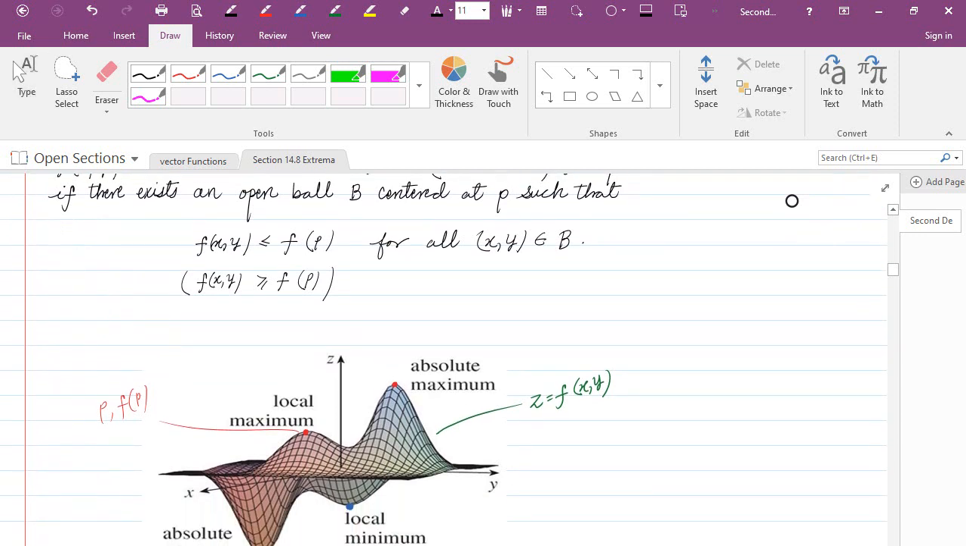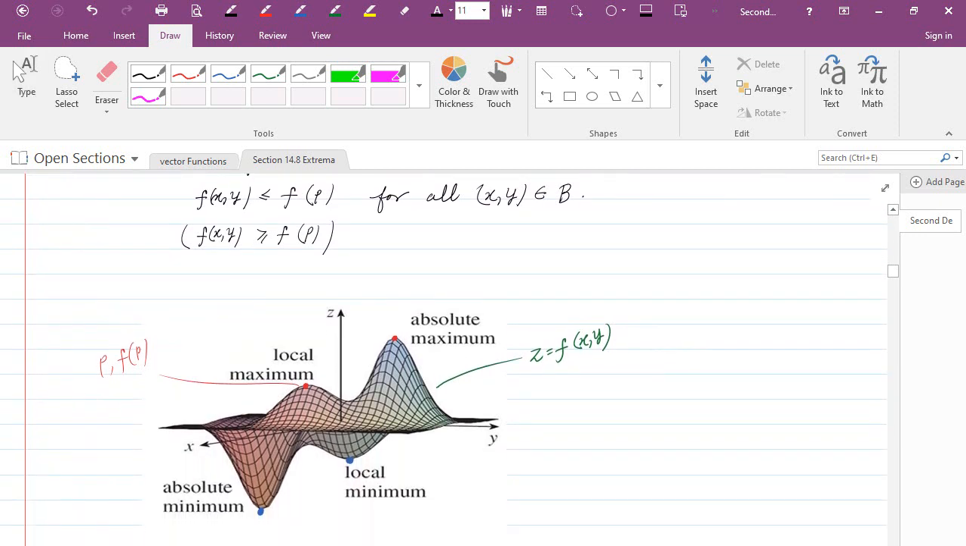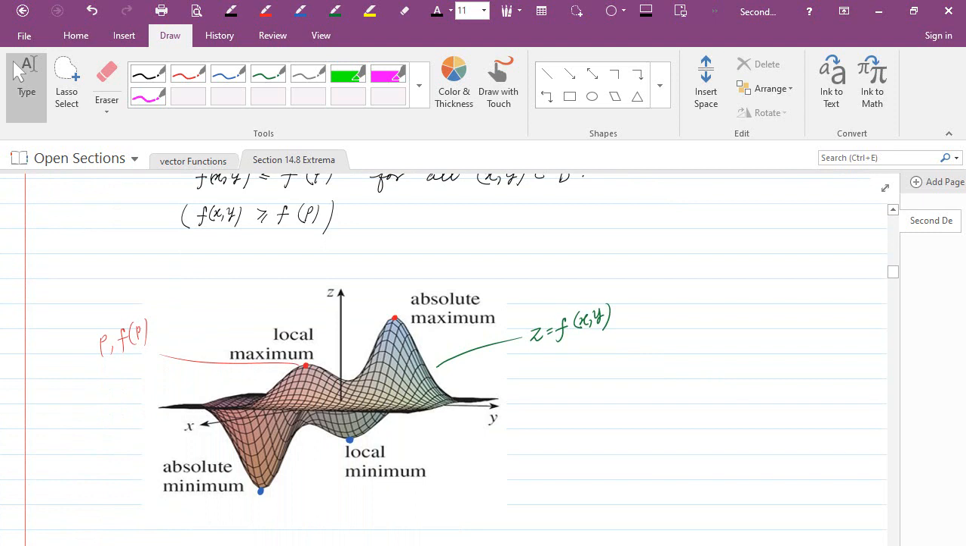So here is the graph of a function of two variables. Notice that at the red dots we have local maximum values, and at the blue dots we have the local minimum values of the function f. Now at this point right here we have the absolute maximum of the function, and at this point here we have the absolute minimum of the function. So absolute maximum is the maximum of the function on the entire domain of the function.